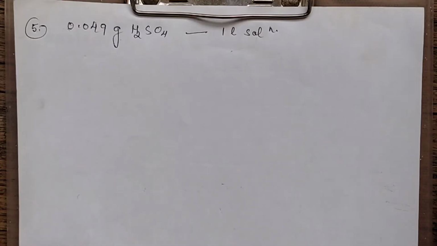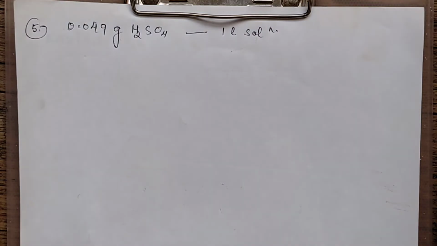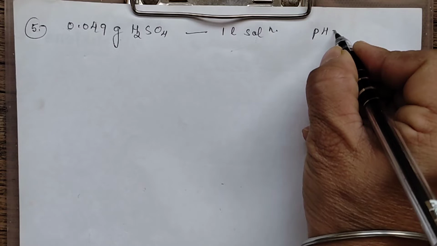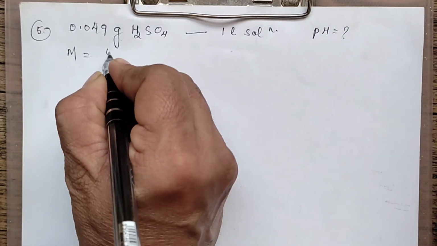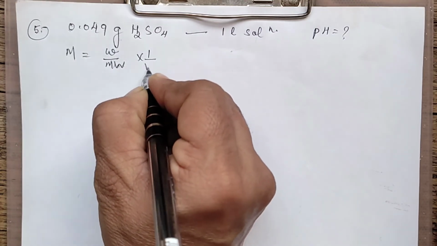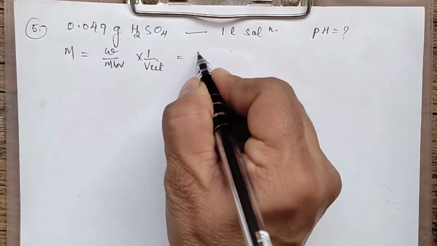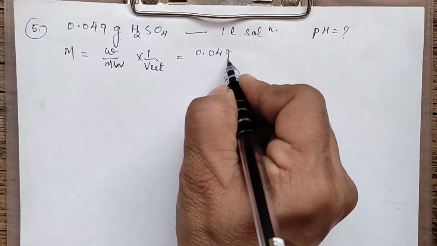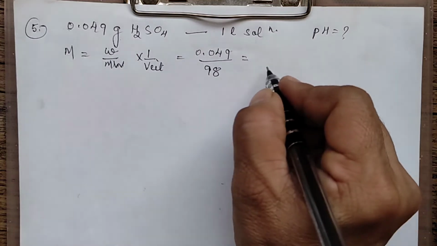Now sometimes the molarity is not given. It's given like a given weight of, say, sulfuric acid is dissolved in a liter of a solution. Calculate the pH of this. So in such cases you will have to calculate the molarity first. Molarity, we use the formula given weight by molecular weight into 1 by volume in liter. Since it's given in liter, directly we are taking this as liter. So given weight is 0.049. That will be divided by 98. Right. So when you divide this, you will get the molarity.